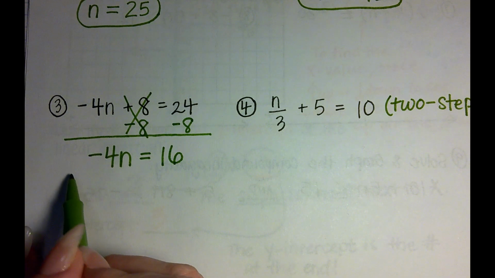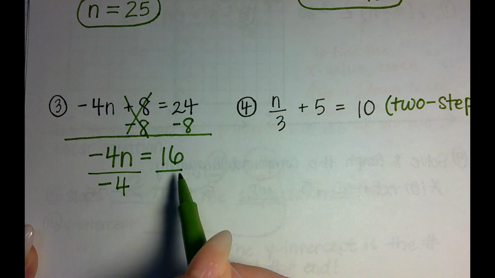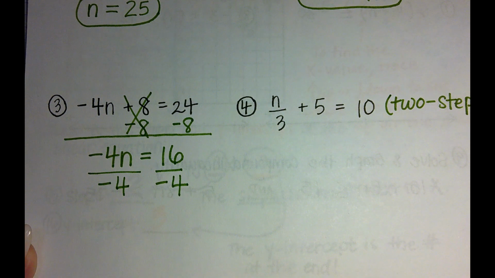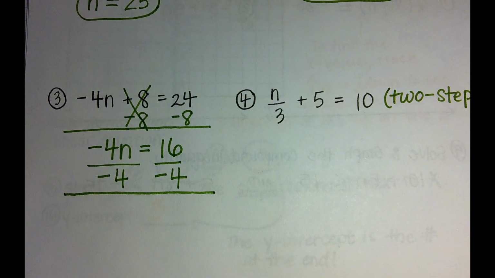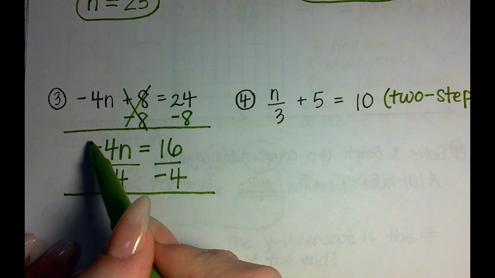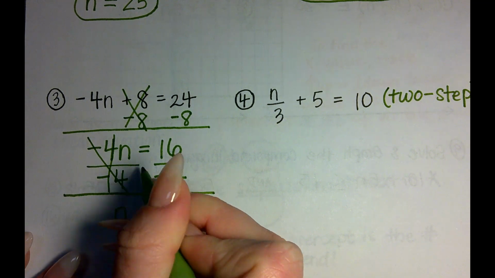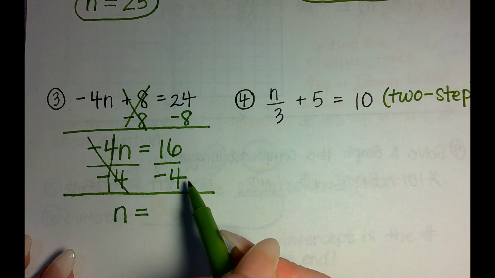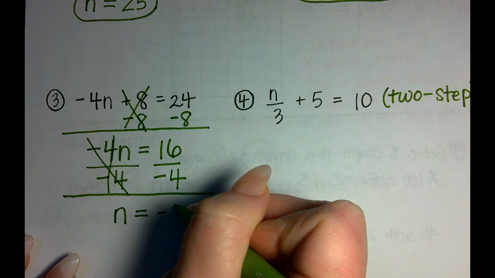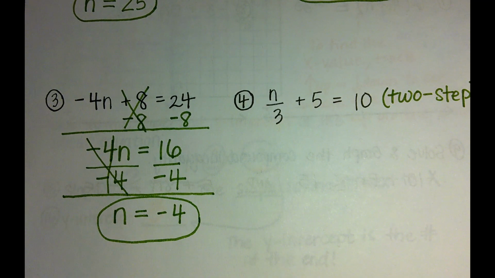Yes, we want to get rid of -4, so we divide by -4 on both sides. We'll draw a line. Good, we'll cancel our 4's. Yes, we'll bring down n equals 16 divided by -4 is -4. There we go.